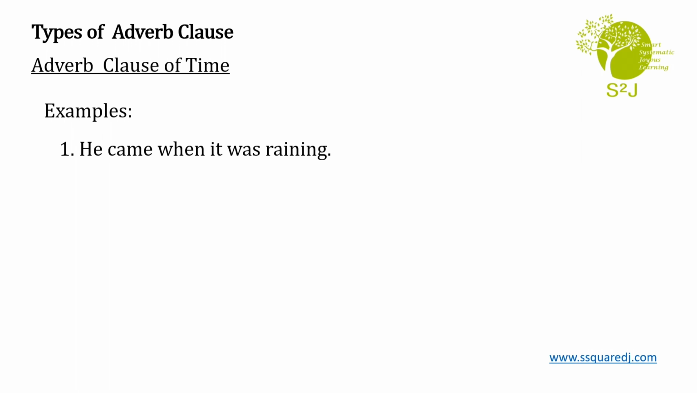First one, he came when it was raining. Here he came is your main clause. When it was raining is your subordinate clause, that is adverb clause of time. Second, I saw that movie last year. When did I see that movie? Last year. So last year is your adverb clause of time.